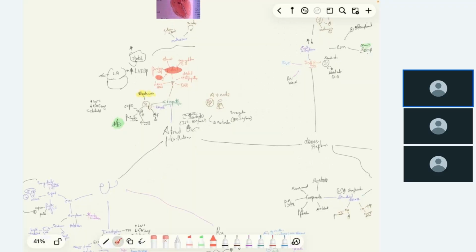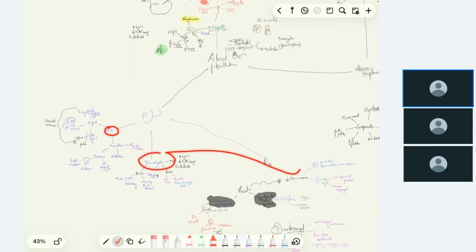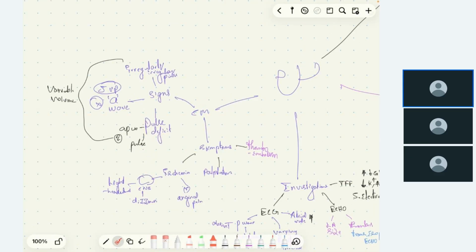Let's proceed on to clinical manifestations and management of atrial fibrillation. What are the clinical manifestations that we see in case of atrial fibrillation? What are the signs and symptoms that we see?